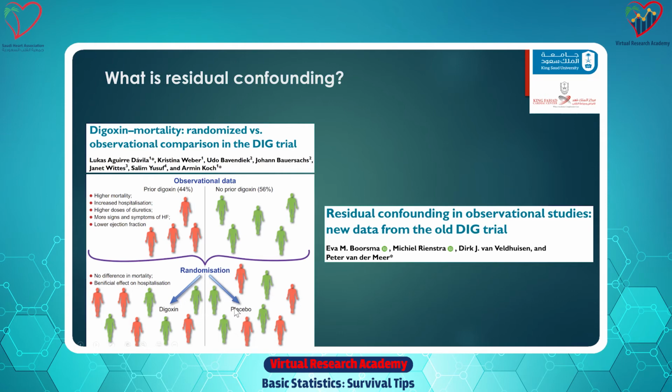Just the fact that a clinician thought that you deserved digoxin was associated with mortality. And that's just a good example of how strong residual confounding is in observational studies.